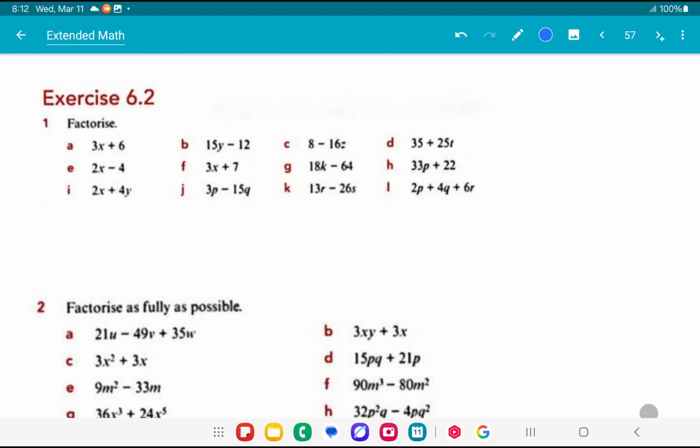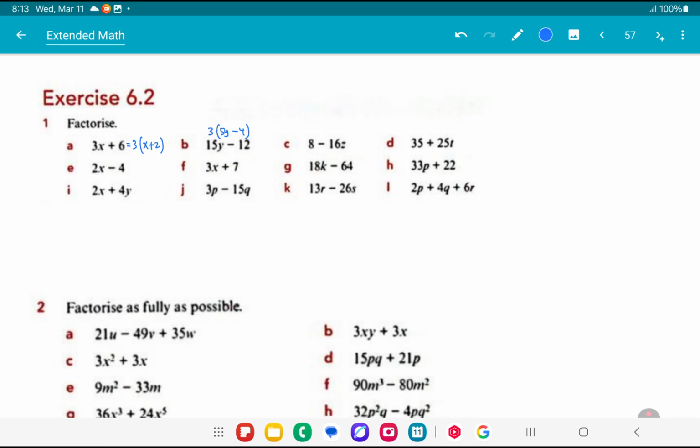In this video we will learn about exercise 6.2. For question number 1, factorize 3x plus 6. We can divide both terms by 3, so we get 3 multiplied by x plus 2. For question B, 15y minus 12, we can see that both terms can be divided by 3, so we can write down 3 and then multiply by 5y minus 4.